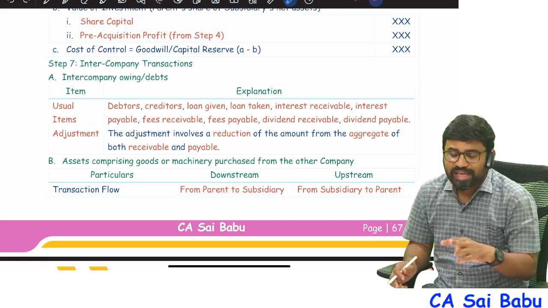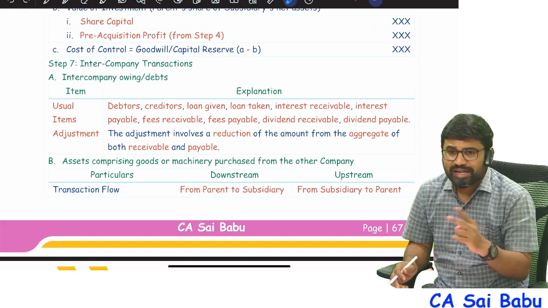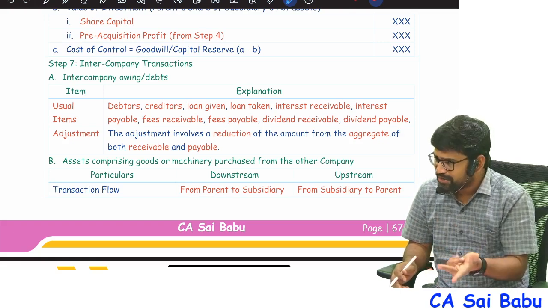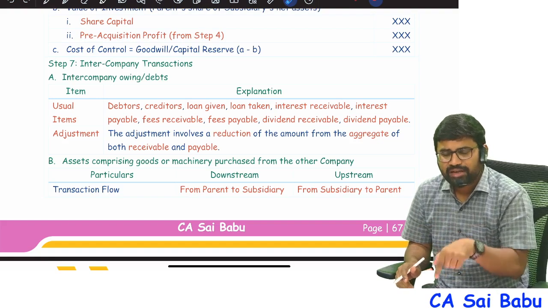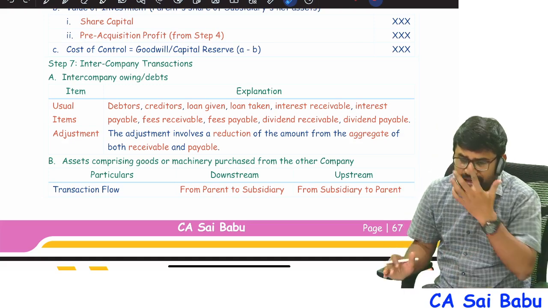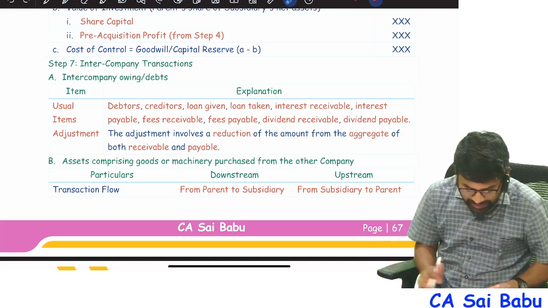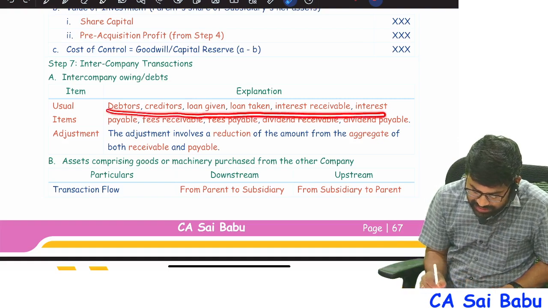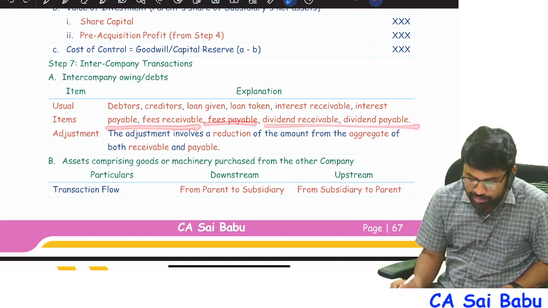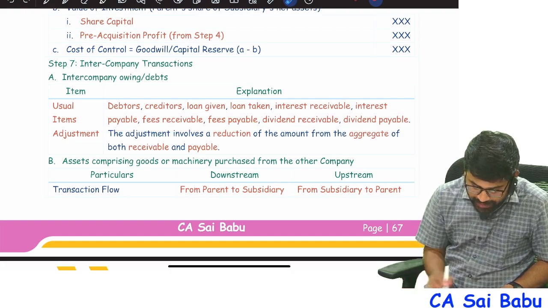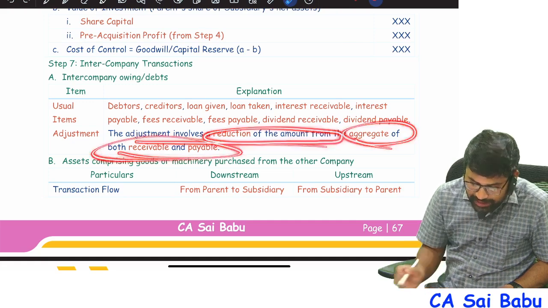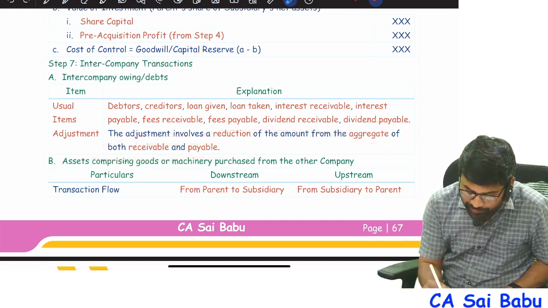So therefore, like in amalgamation we have done, trade receivables, trade payables, bills receivable, bills payable, loan given, loan received. We adjusted. Similarly, parent company at the time of preparation of consolidated balance sheet, whatever the mutual debts are there, they will be eliminated. Like see this: debtors, creditors, loans given, loans taken, interest receivable, interest payable, fees receivable, fees payable, dividend receivable, dividend payable. The adjustment involves reduction of the amount from the aggregate of both receivable and payable.